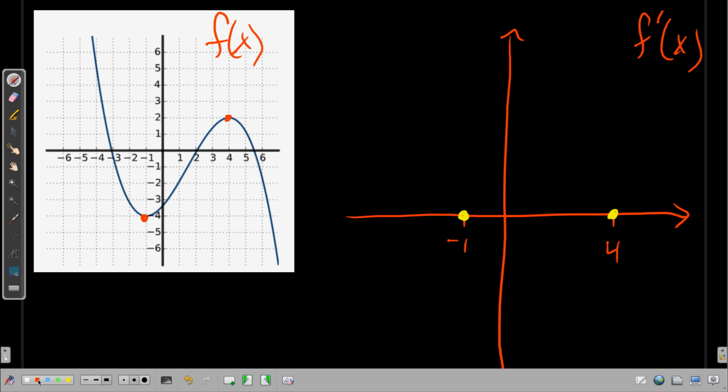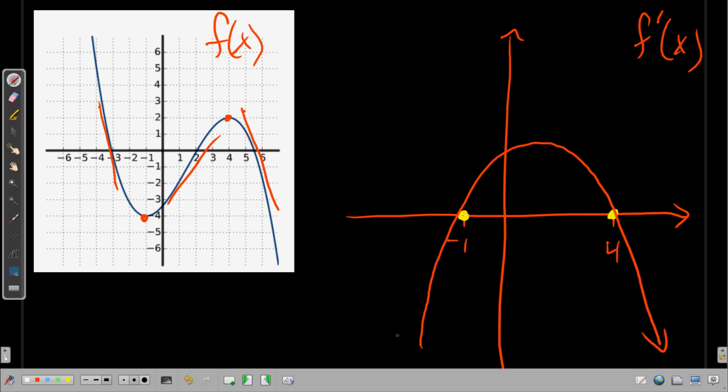To the right of when x is 4, the slope is negative. And to the left of when x is -1, the slope is negative. And everywhere in between those, the slope is positive. So it's doing something like this.